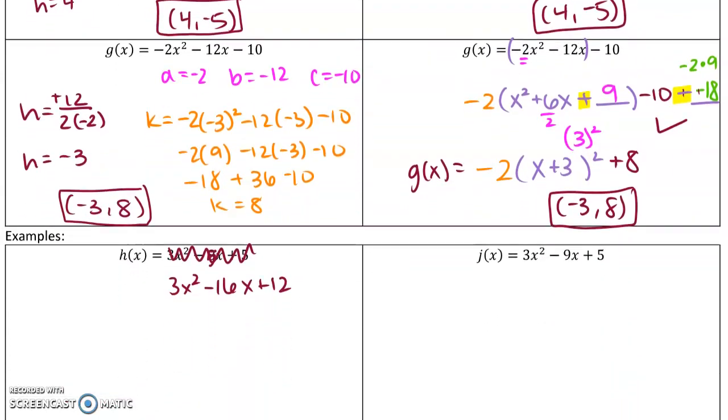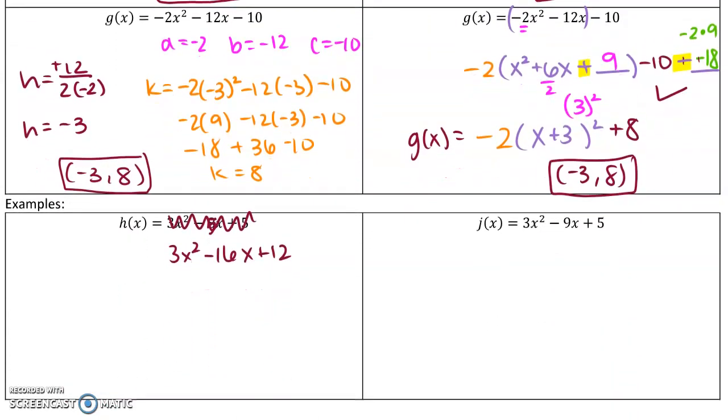So here are a couple more examples. Where I'm just going to say find the vertex, and you can use whatever method you want. So if you take a look, you have 3x squared minus 16x plus 12. So we know now how to complete the square with an a value that's not 1, or we can use opposite of b over 2a.